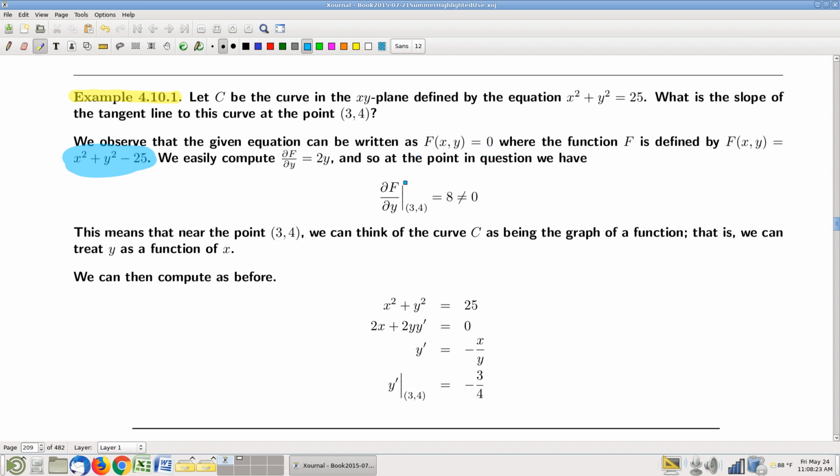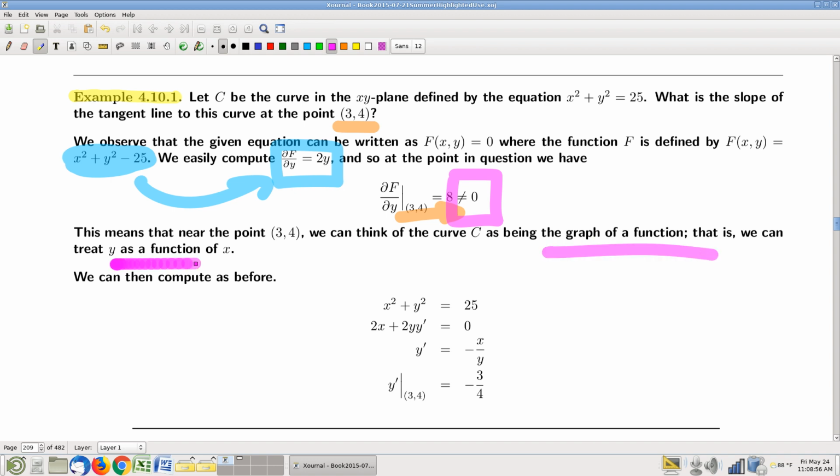That function, you can compute the partial with respect to y. At the point in question, 3, 4, we get 8, which is not 0. So we identify the function whose level set we're looking at, take the appropriate partial with respect to y, plug in the appropriate point, not 0. That means no problem. It is the graph of a function, so y is a function of x. And now everything is fine.